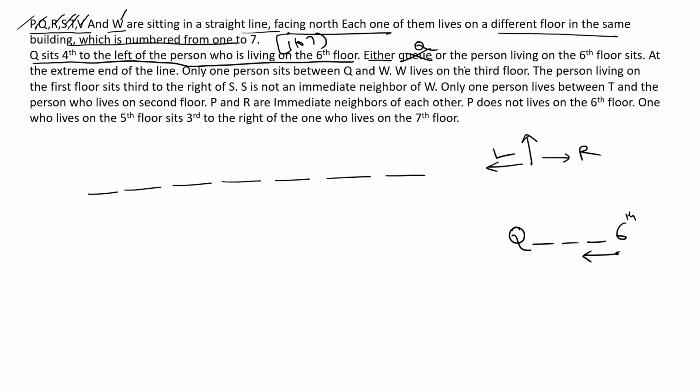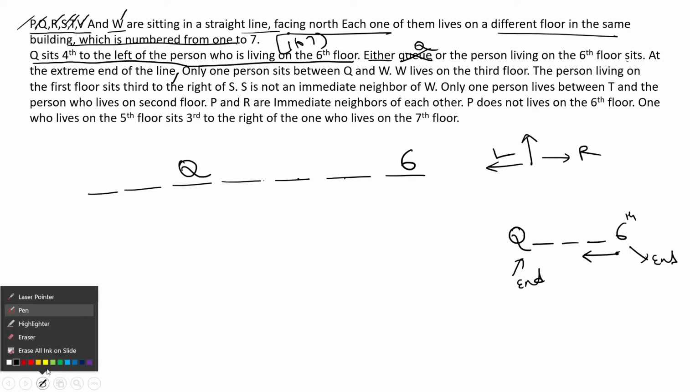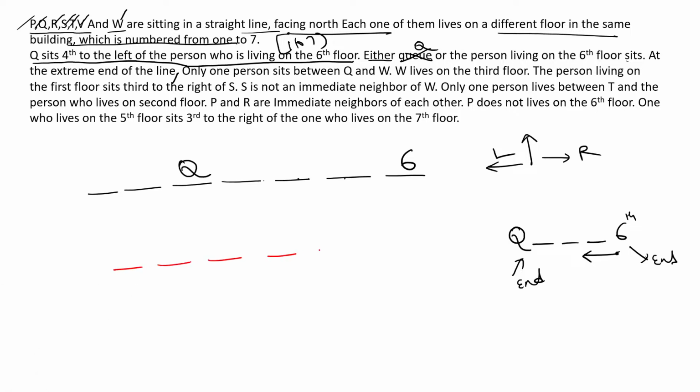Either Q or the person living on the 6th floor sits at the extreme end of the line. That means one of them is at the end. Now I am going to the first possibility. If I place 6 here, 1, 2, 3, this should be my Q. There is one more possibility: if I place Q here, 1, 2, 3, this should be my 6. That is our first clue. From 6 and Q you have 3 positions in between them and one of them should be at the end. But I don't know which of them is at the end, so I am taking both the possibilities.